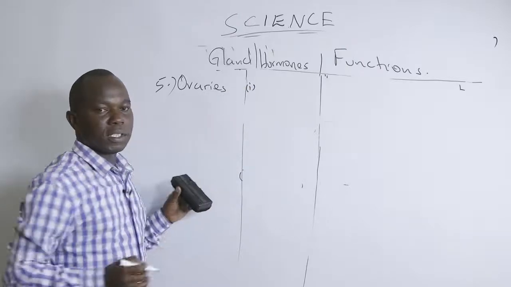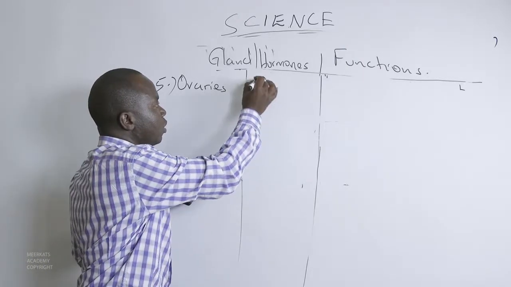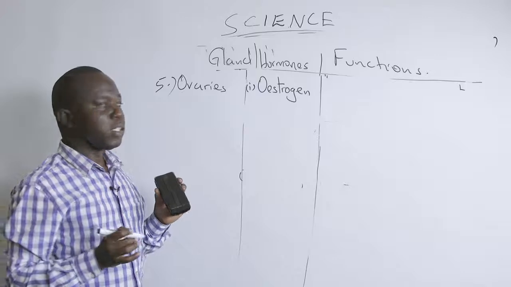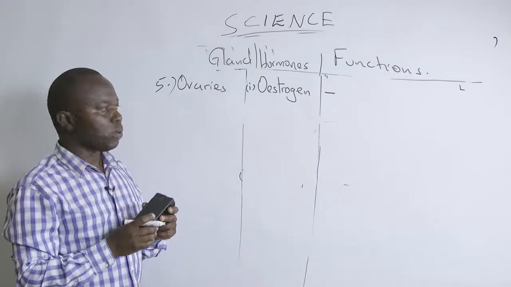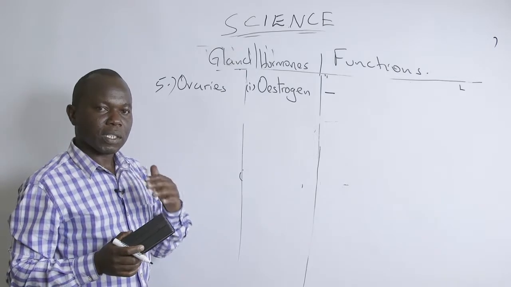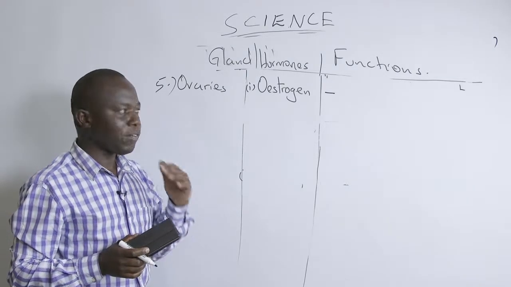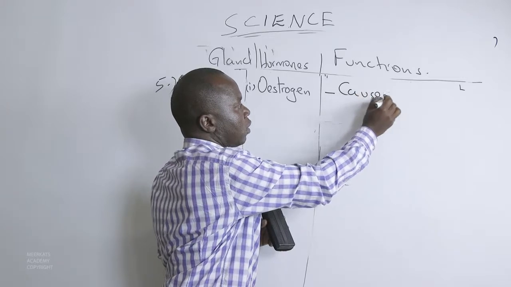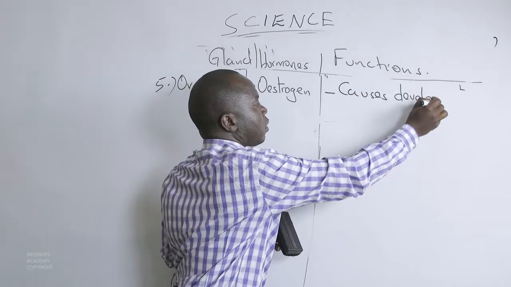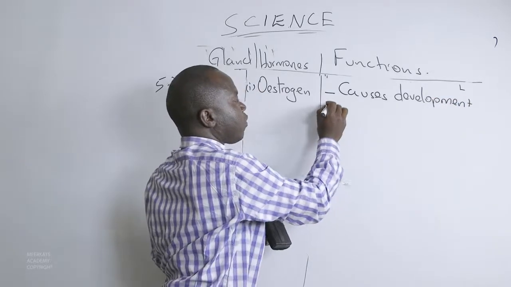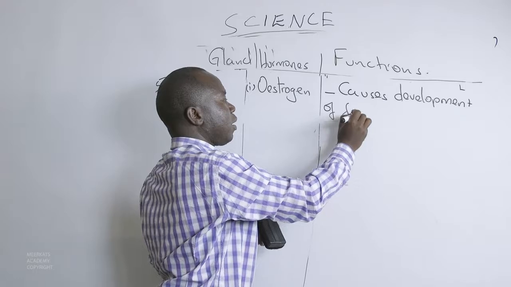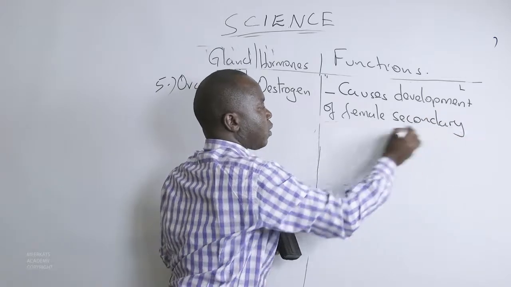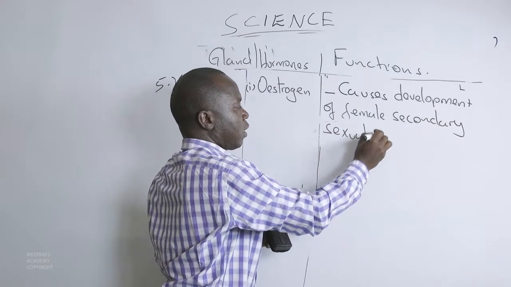So one of the hormones is called estrogen. Estrogen is the one that leads to development of secondary sexual characteristics, specifically in females. It causes development of female secondary sexual characteristics.